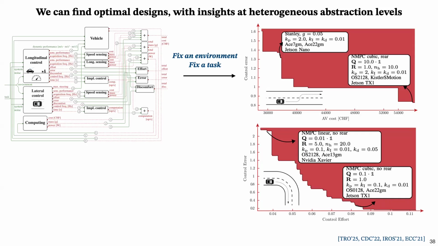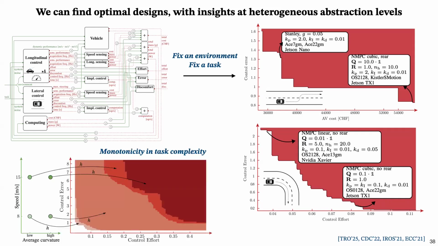Now, if you are a designer, you can start thinking about distributions of these scenarios, look at the various trade-offs, and make your decision. And the monotonicity I talked about before comes into play here if you want to visualize the resources in terms of how the task becomes complex. So increased speed, it's more complex, and increased curvature is more complex. You see that the more you move to the right or upwards, the more these Pareto fronts grow.